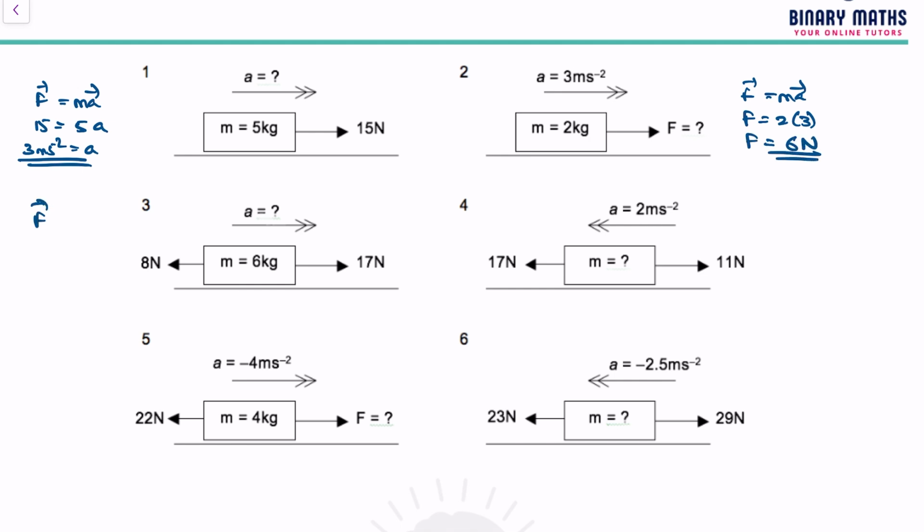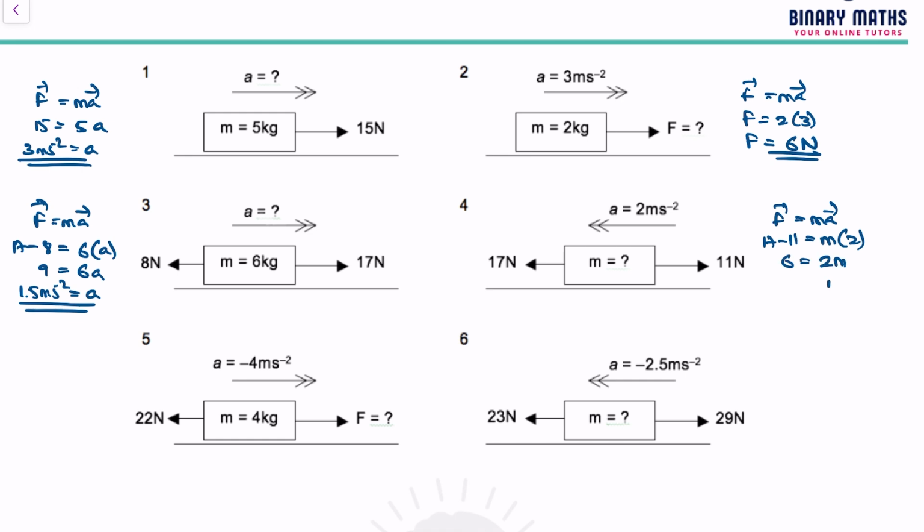Okay, again, F is equal to mass times acceleration. It's accelerating to the right, so that means 17 take away 8 must be equal to mass, which is 6, times A. So that means 9 is equal to 6A. So A is equal to 9 divided by 6, which is 1.5 meters per second squared. Okay, it's accelerating to the left, so that means the resultant force will be equal to 17 take away 11, which is mass times 2. So that means 6 is equal to 2m, which means m is equal to 6 divided by 2, which is 3 kg.